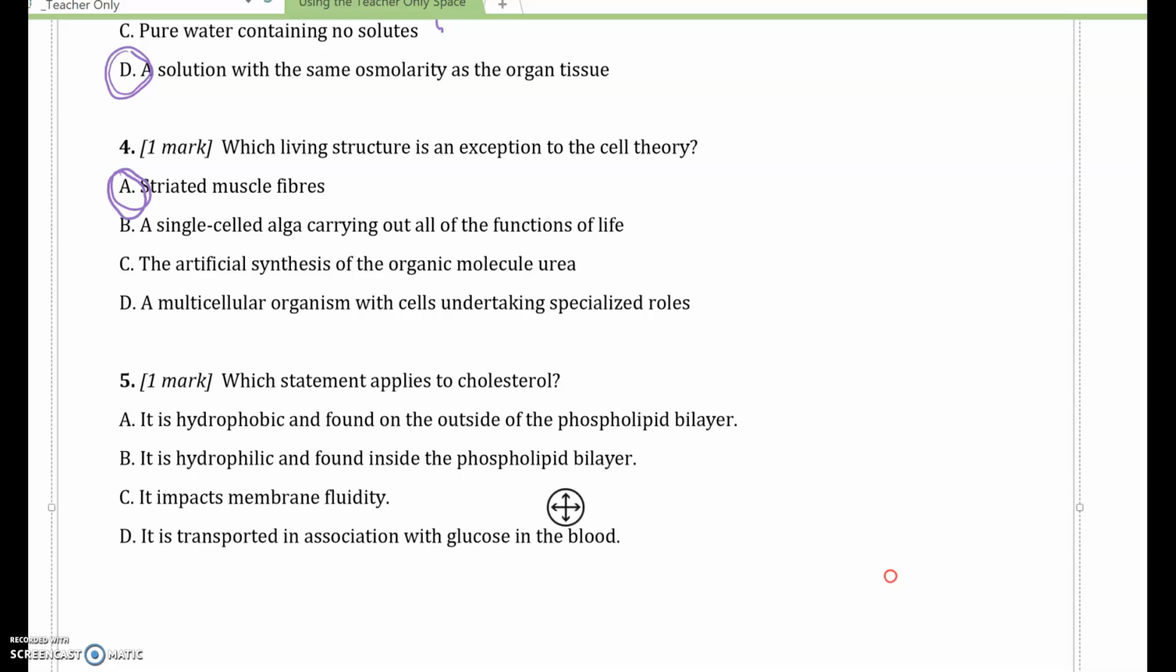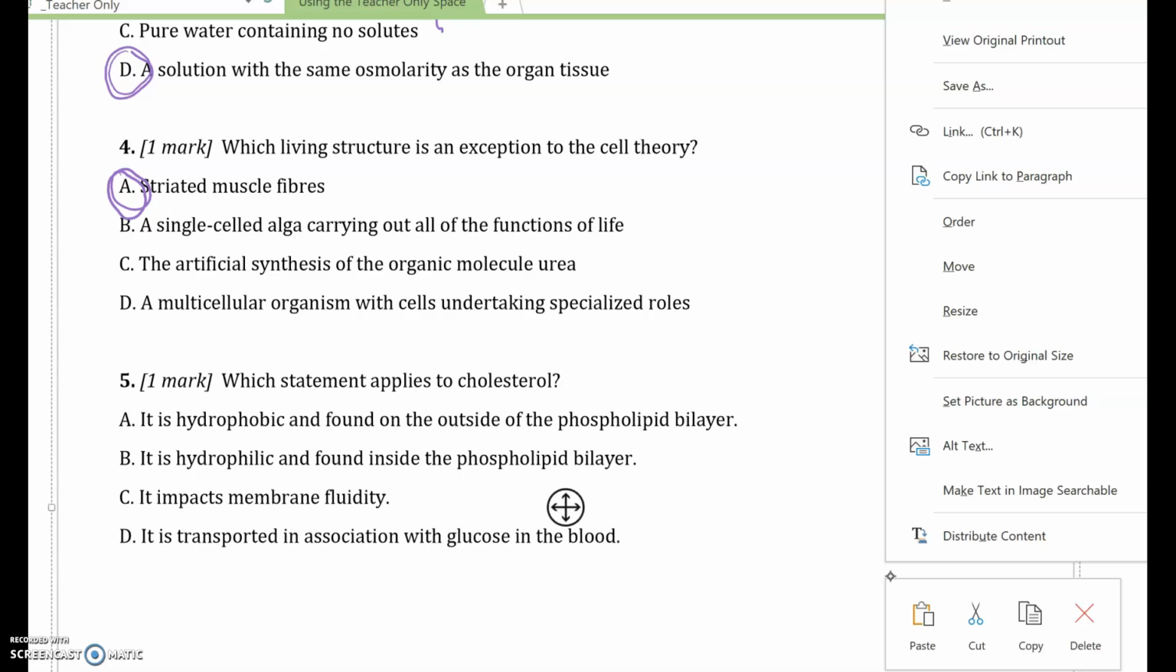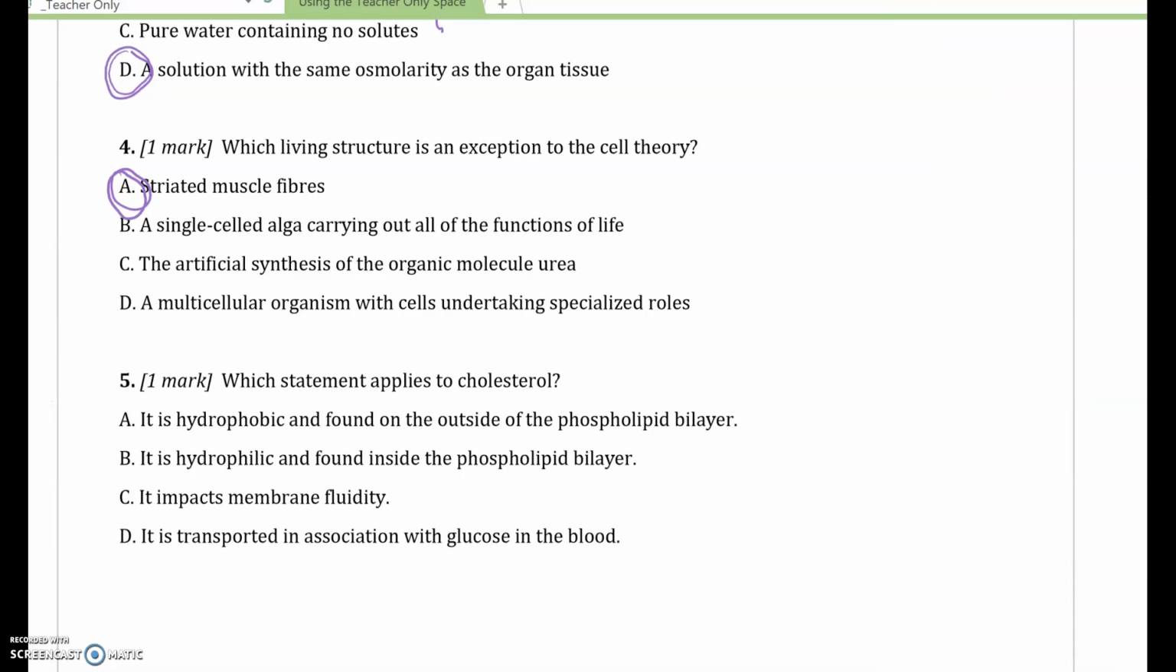Number 5, which statement applies to cholesterol? It's hydrophobic and found on the outer.